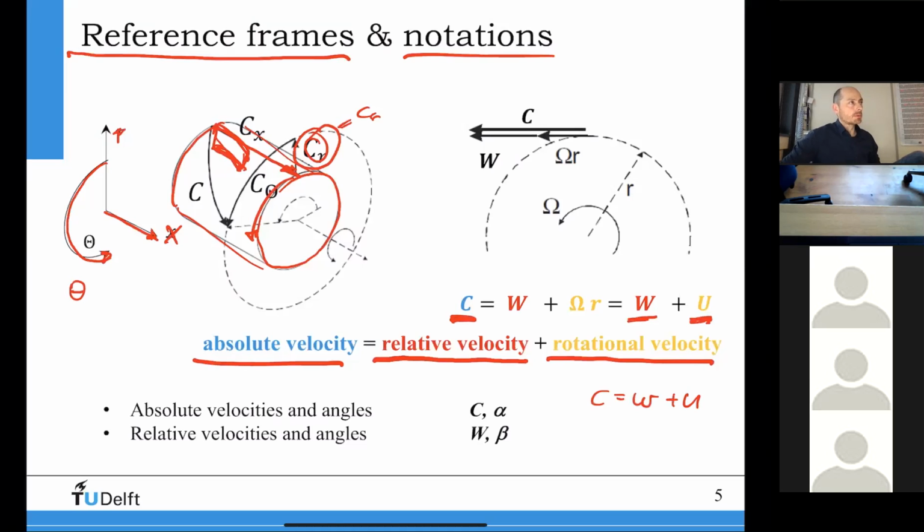Some of the books, some of the older books especially, might have different definitions, where depending on how you define the vector itself, you can have a minus here or plus, okay? But we are going to do it always like that: the absolute velocity is nothing else than the relative velocity plus the velocity of the blade itself, okay?